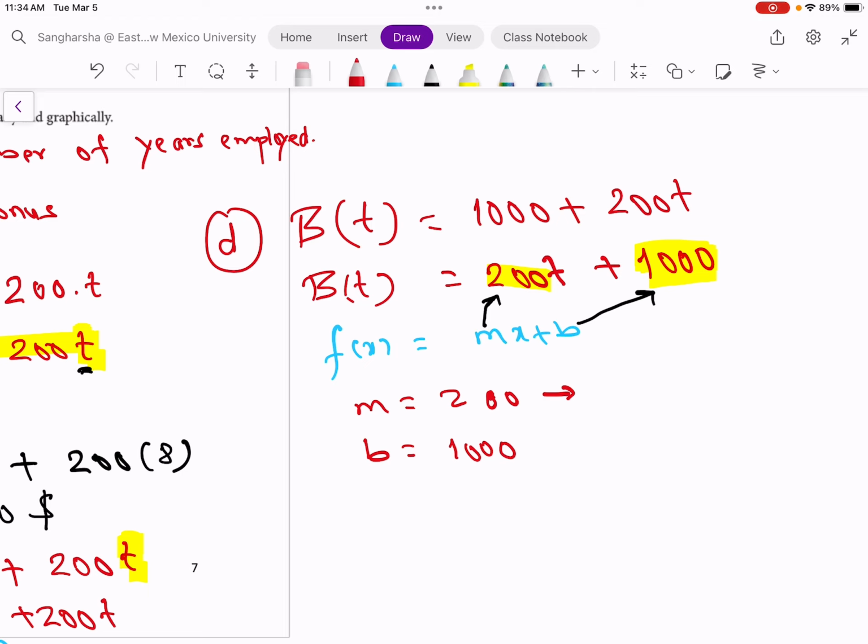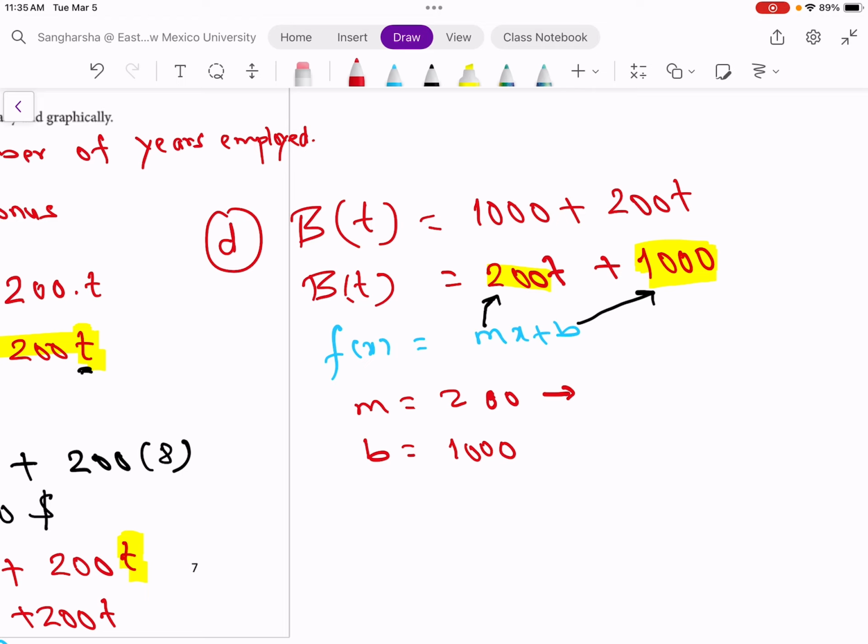She's getting that no matter what, no matter how many years she has worked. It means that's the bonus when t equals 0, right? What is t equals 0 in real life? Once she starts working, she's getting a $1000 bonus, right? So our y-intercept is when t equals 0, and t equals 0 means when she starts working, she's getting a $1000 bonus.